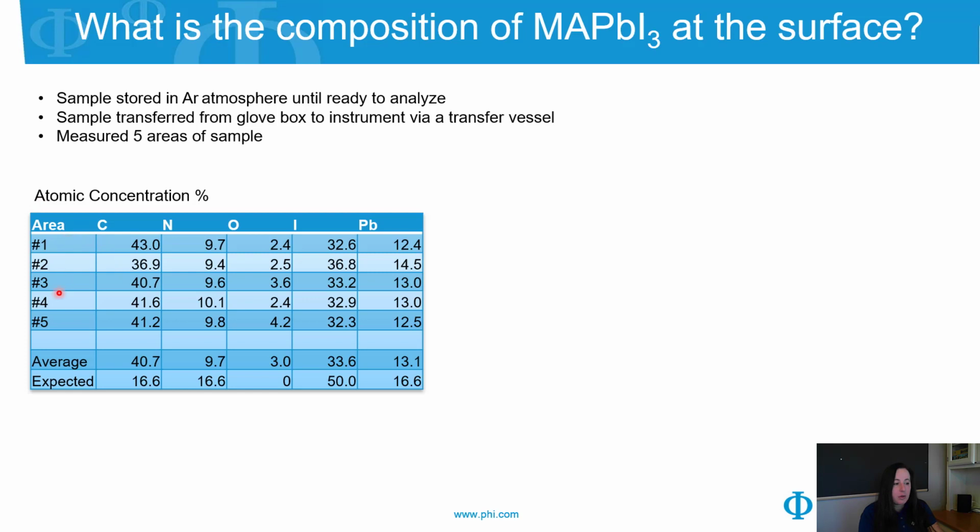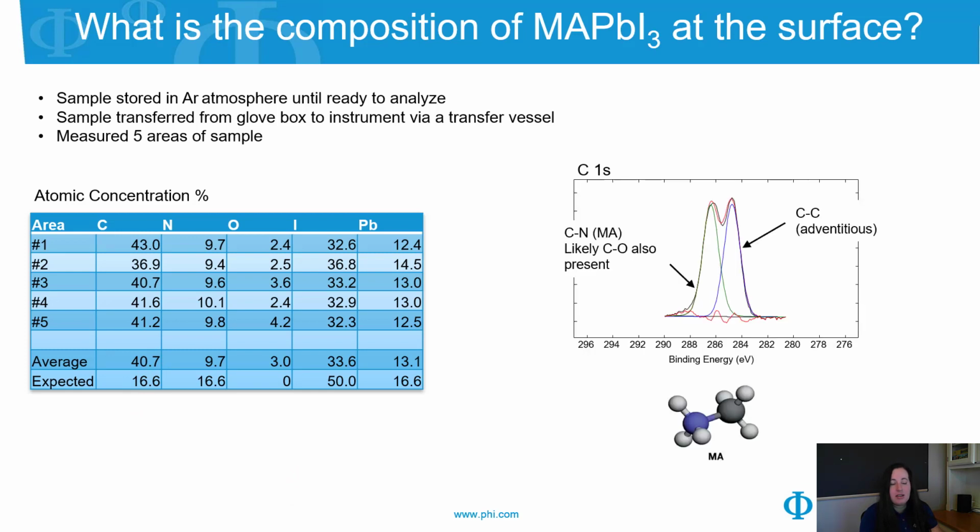So if you look at our areas 1 through 5, we detect carbon, nitrogen, oxygen, iodine, and lead. And generally, we see about the same amount of each on each spot that we analyzed, indicating that the film was fairly uniform of the areas that we checked. However, if you compare these concentrations to the expected composition of this perovskite, you see that there's a lot more carbon than expected. So if we look at the narrow scans, we see, indeed, we have at least 2 chemical states of carbon.